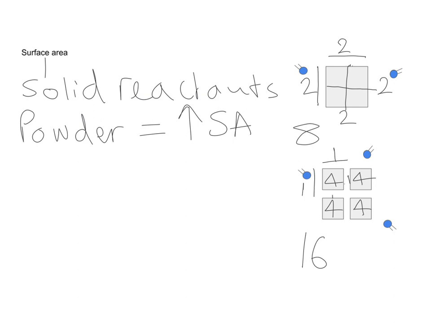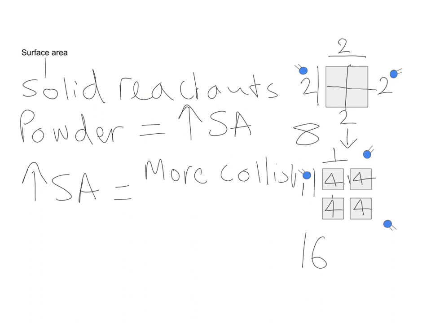Now, for the same reason, similarly to concentration, increasing the surface area, breaking down this square into these smaller squares, would increase the rate of reaction, or increase the rate at which the reaction happens. And the reason for that is an increased surface area leads to more collisions and therefore, okay, a higher rate of reaction.